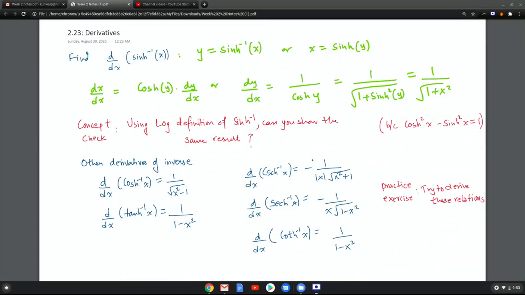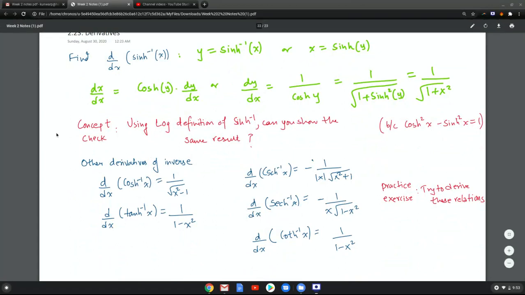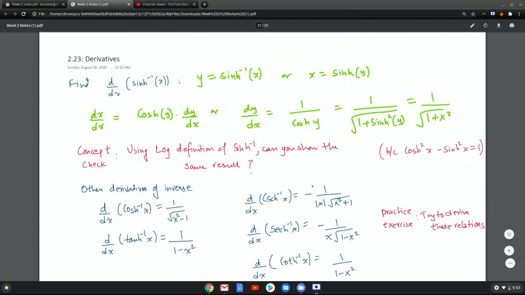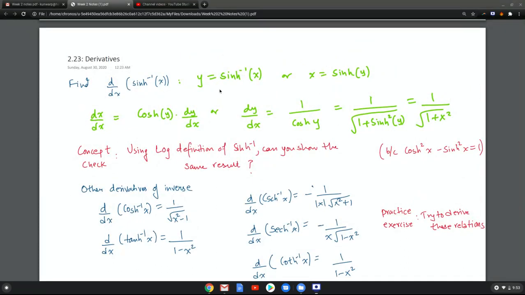What about derivatives of the inverse functions? Now again, we can follow the same exact process we did for inverse trig functions, which is let y equal sinh inverse x. So x is sinh y. Taking the derivative gives me 1 equals cosh y times dy over dx, or dy over dx is 1 over cosh y. From the identity, I get 1 over square root of 1 plus x squared.